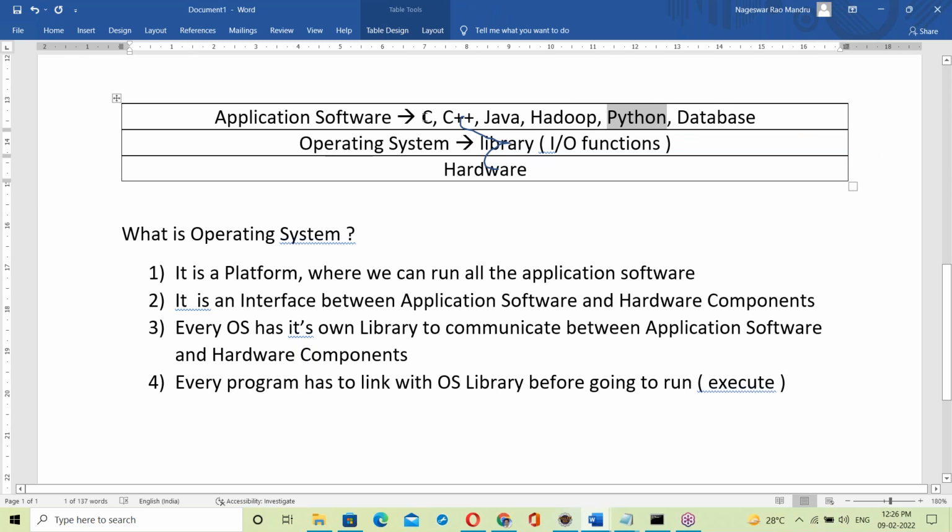Okay. C and C++ are statically linking. Java and Python are dynamically linking. Yes, I'll explain that point also, I'll clear it. What is static linking? What is dynamic linking? That is tomorrow's topic: static linking and dynamic linking.